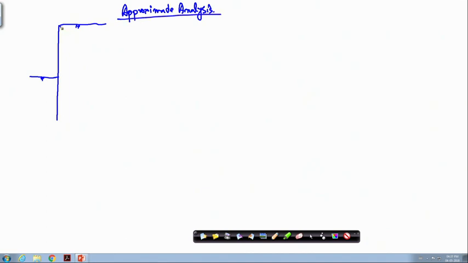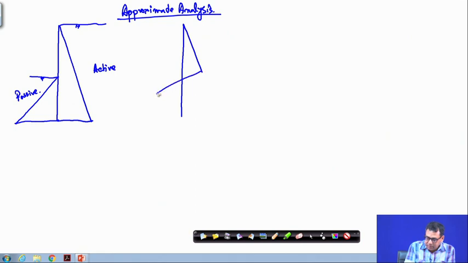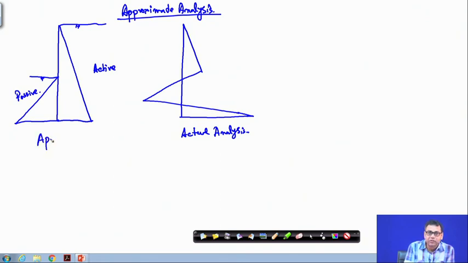What is the assumption? Here it is assumed that this total side is active, and this side is passive. This is the approximate analysis. In the actual analysis, the net pressure diagram is something like this. To simplify this analysis, an approximate analysis is suggested. In the actual analysis, we solved this earth pressure diagram, got the equation, and from there we know how to calculate the y value.